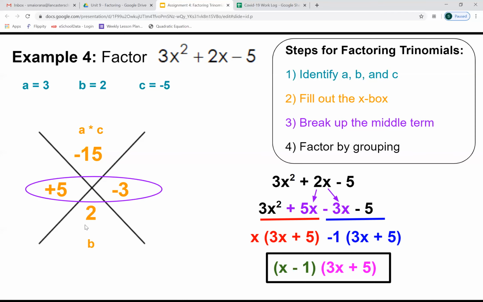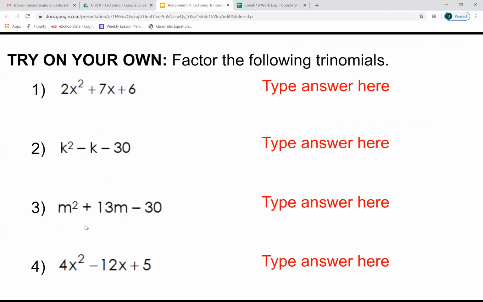So there's 4 examples that I walked you through. You have 4 examples to try on your own for your assignment.